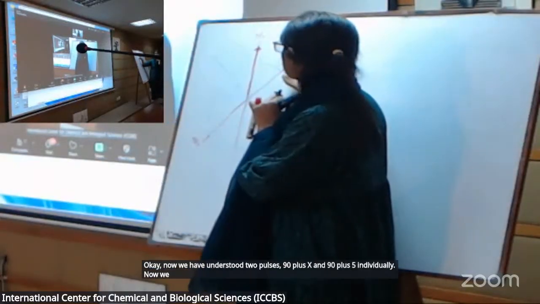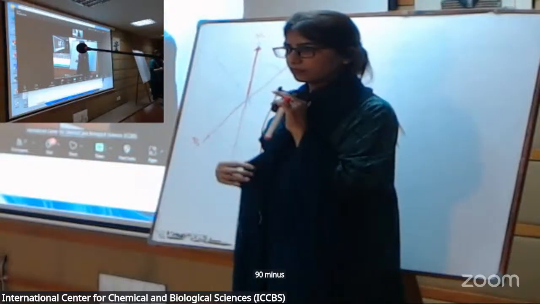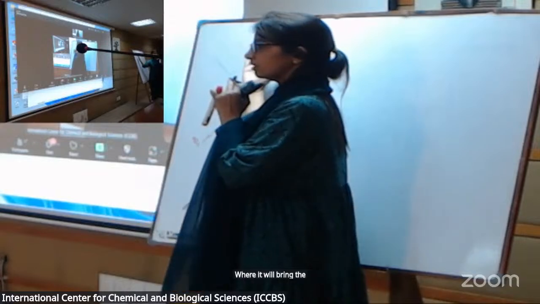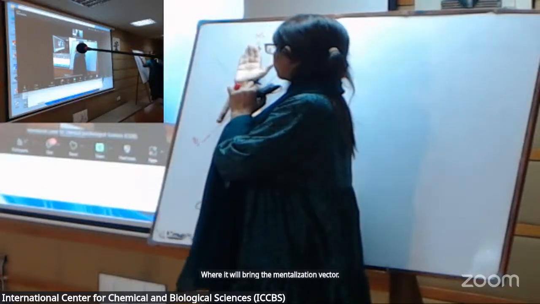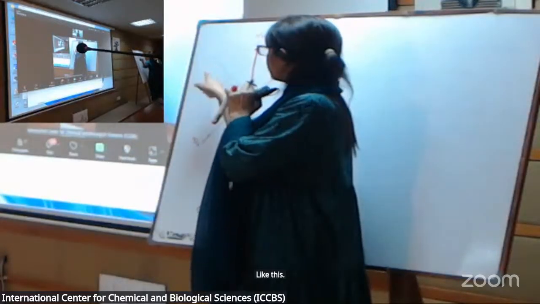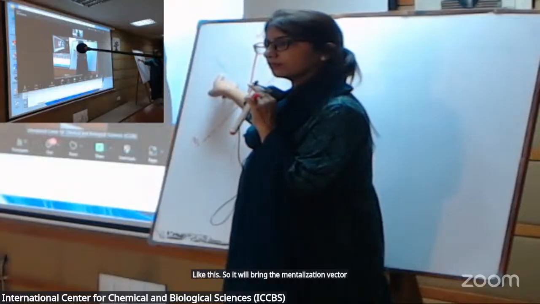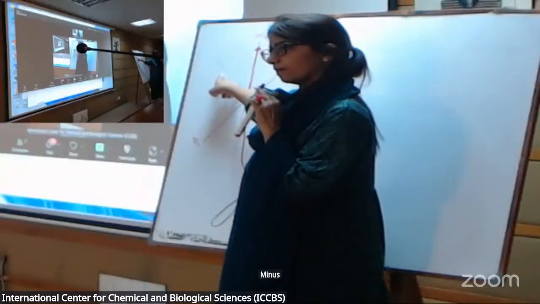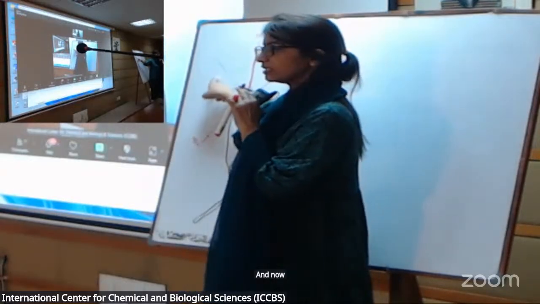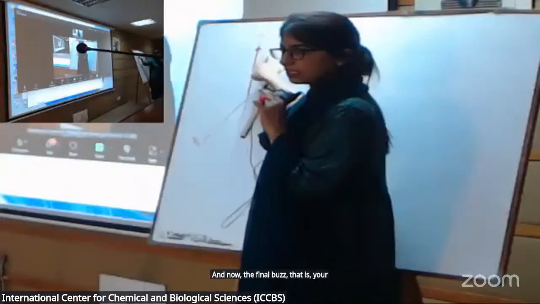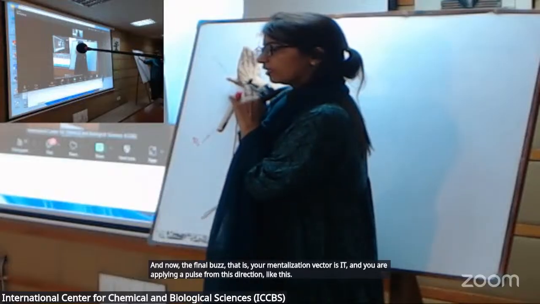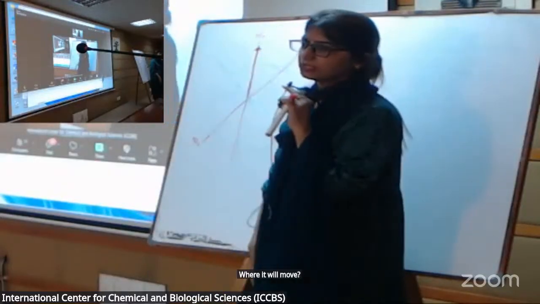Now we move to the 90 minus X pulse. Where will the 90 minus X pulse bring the magnetization vector? It will rotate it like this, so it will bring the magnetization vector to minus Y. Is it clear? And now the final pulse: your magnetization vector is at Z, and you are applying a pulse from this direction like this, where it will move to minus X.